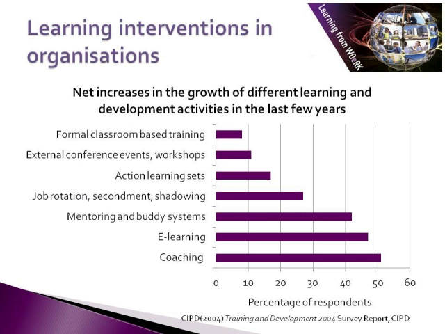Here are some of the learning interventions that organisations may choose to use. There's formal classroom-based training, external conference events and workshops, action learning sets, job rotation, secondment or shadowing, mentoring and buddy systems, e-learning and coaching. This graph shows the net increases in growth of the different learning and development activities and is taken from the CIPD survey of 2004. And as you can see, the largest growth was in coaching, a 51% increase in growth.